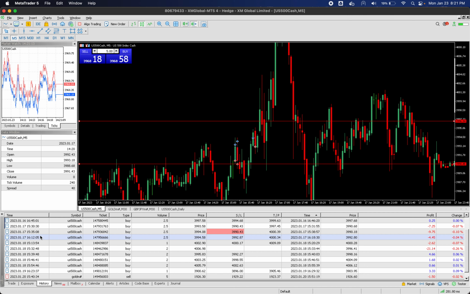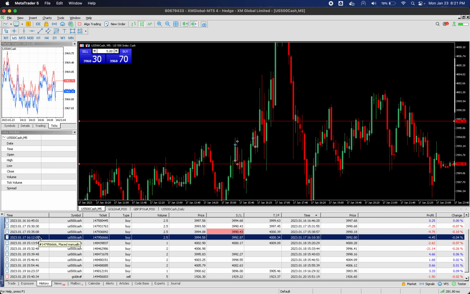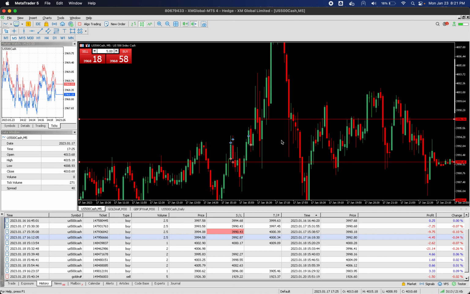Okay, so look at the time here. I bought at 6:12. A couple minutes later, after the next 15-minute candle opened, I decided to close it. So in hindsight, I think that's still a pretty good loss, right?